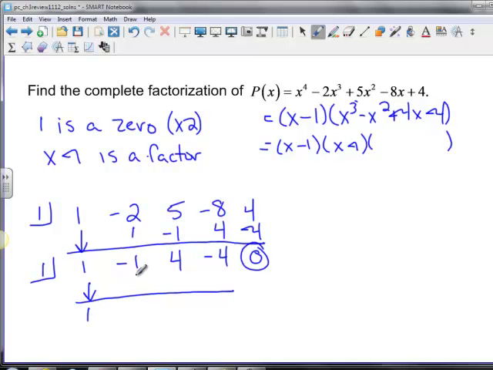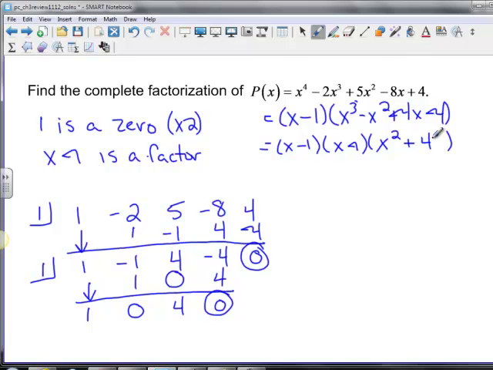Bring down the 1. 1 times 1 is 1. Negative 1 and 1 is 0. 1 times 0 is 0. 4 plus 0 is 4. 1 times 4 is 4. And then we get 0 again. That is, again, very, very good. That means the quadratic that we're left with is x squared plus 4.